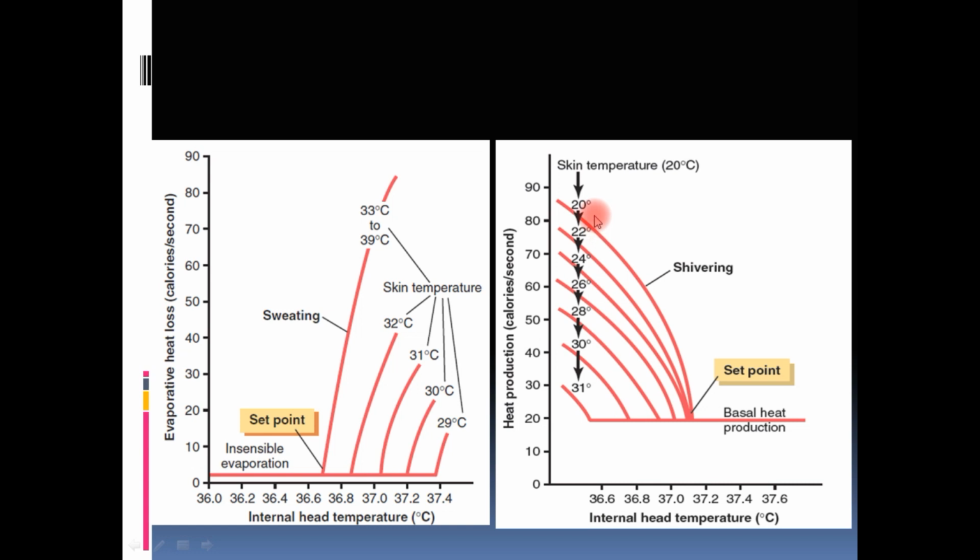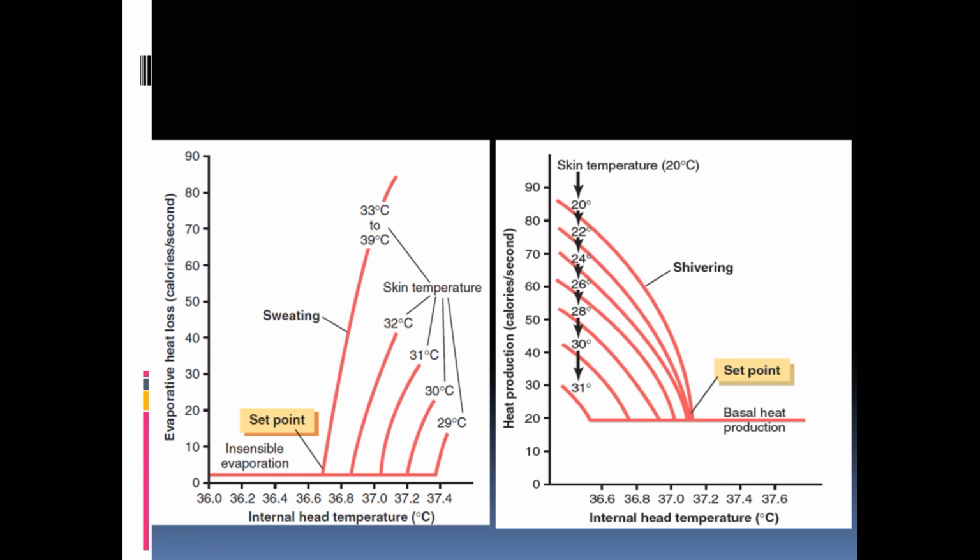As the environmental temperature increases, what is happening? The set point is going towards lower levels. That means to keep the body cooler, because as the environmental temperature increases, the skin temperature will also increase, and the body will become hot. The body will become warmer and warmer.